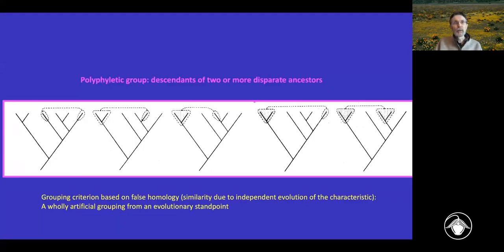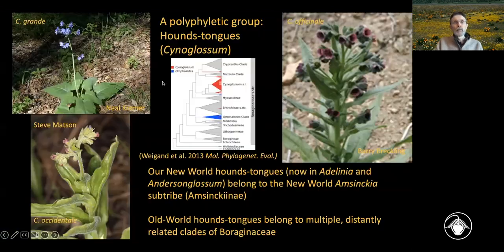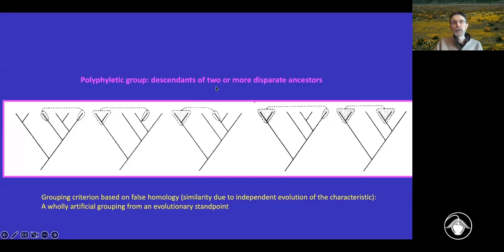And the last of the three major types of relationship, after monophyly and paraphyly, is polyphyly. So a polyphyletic group represents the descendants of two or more disparate ancestors. So we see different examples here of polyphyletic groups that are not united by common ancestry. So it's a grouping criterion based on false homology.